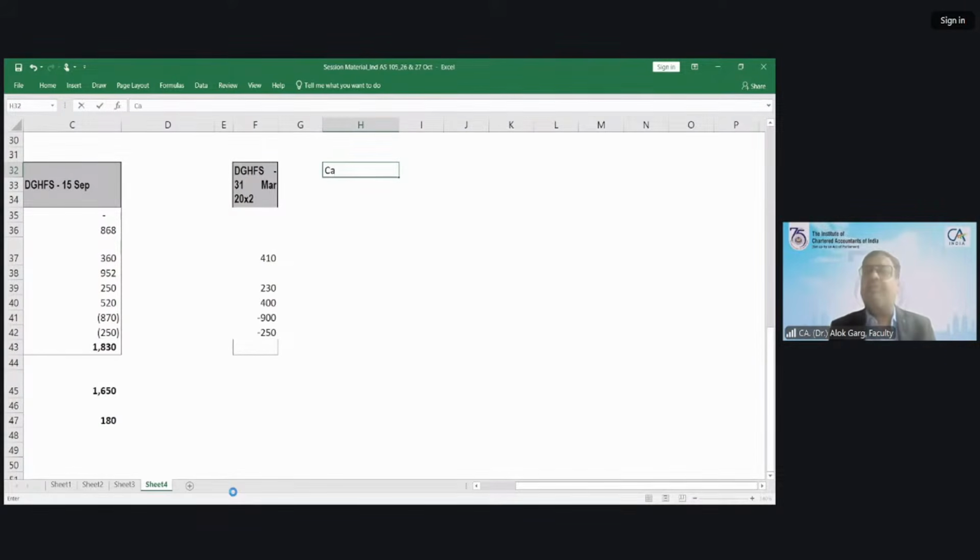Have you understood what we are doing? Yes, sir. The total value of the disposal group has been decreased by 180. But whether the entire decrease is impairment loss, the answer is no. Answer is no, right? Why?